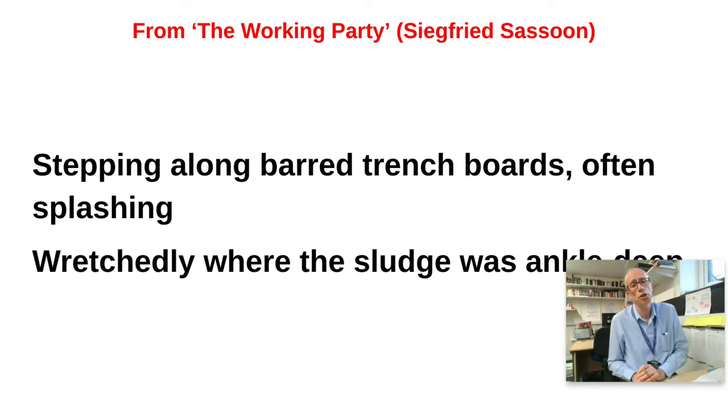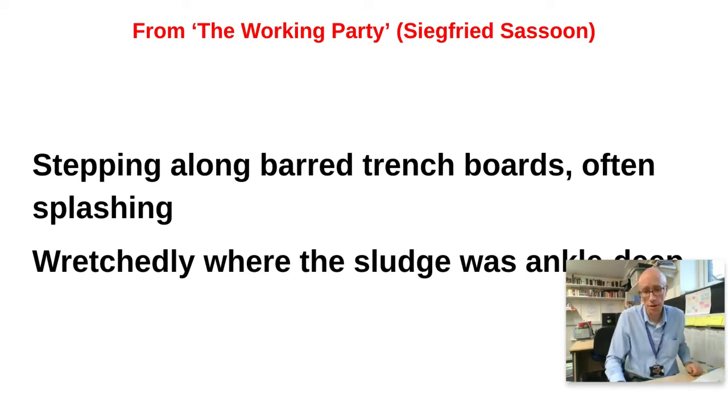Stepping along barred trench boards, often splashing wretchedly where the sludge was ankle deep. Now, reading that aloud, you can feel being there in the First World War in a trench. Stepping along barred trench boards, often splashing wretchedly where the sludge was ankle deep. What I would encourage you to do is pause the video there, and ask which of those words on the previous slide to do with sound iconicity can we actually apply to those two lines?